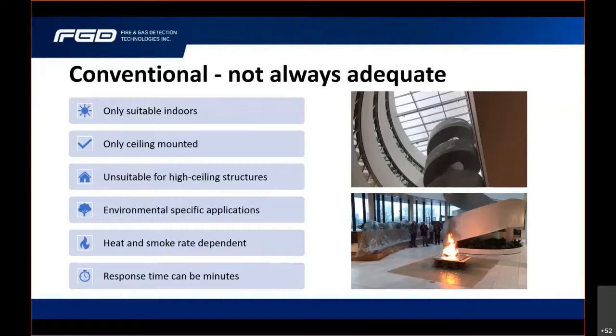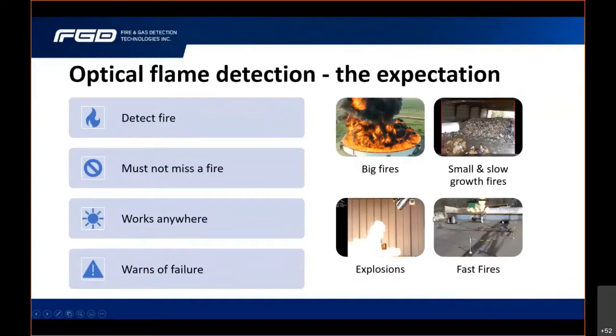Now, when we're looking at flame detection itself, we have to understand what is the expectation of a flame detector. Well, first of all, it must always detect a fire, and therefore it must not miss fires. They typically are used in very high value applications, and so the integrity of the unit and the ability for the device to perform when needed is absolutely critical. Therefore, a detector must be able to warn if it is no longer able to perform its function. So effectively, it's fail-safe and self-monitoring.